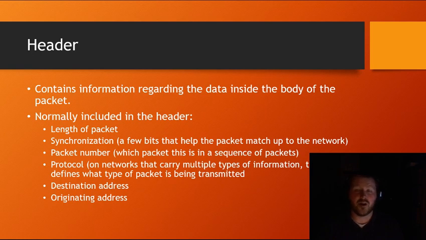All right, so the first part of a packet is the header. Normally included in the header, it specifies the length of the packet, as well as the synchronization, which helps the packet match up with the network, as far as timing goes. The packet number, so if there's a large message that requires multiple packets, this helps the receiver put the packets in order to put together the message on the other end.